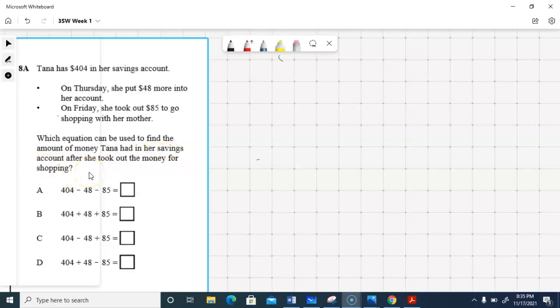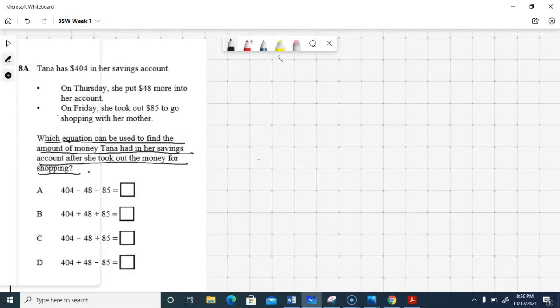So I'm going to underline the question, make sure I understand what it's saying. Which equation can be used to find the amount of money Tana had in her savings account after she took out money for shopping? So we're trying to find out how much money is in her account. That's going to be a dollar amount.